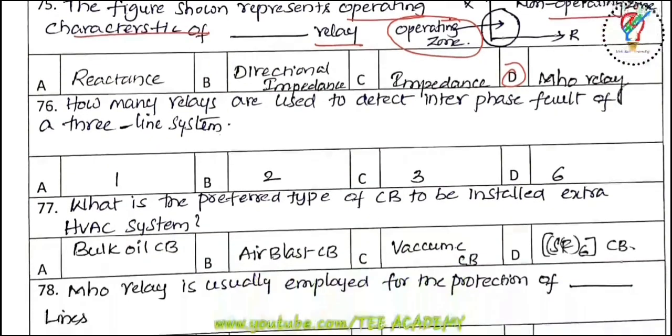Next one, how many relays are used to detect the interphase faults of a 3-phase system? The options are 1, 2, 3, 6. The correct option is 3.